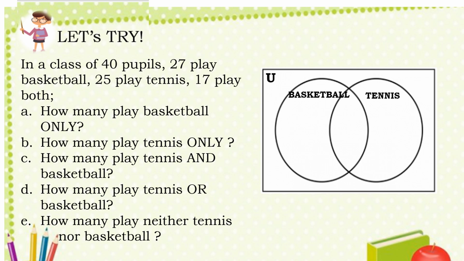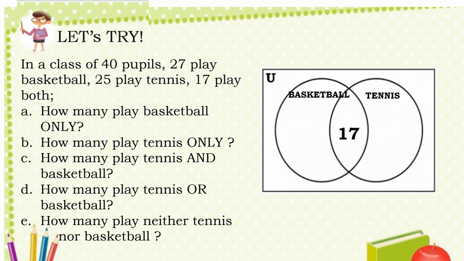Then, from the given problem, go back to the given problem. So, look for the intersection. The word both indicates the intersection. Since 17 play both, that means 17 play basketball and also they play tennis. So, write it on the intersection part. Here is the intersection part. Okay? And then, go backwards.